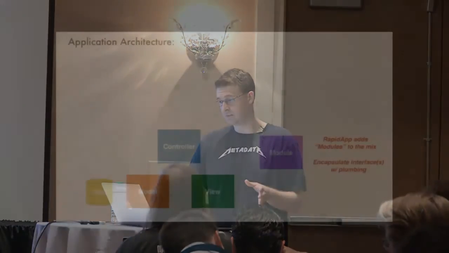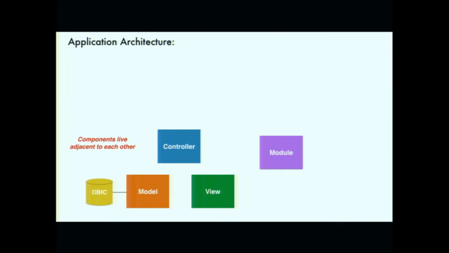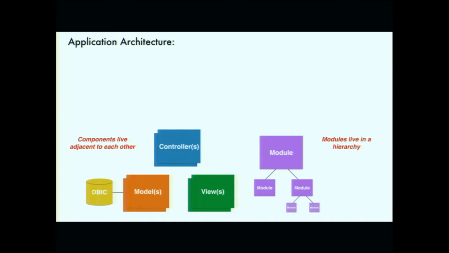Structurally, there is an important difference to mention: while component classes live adjacent to each other within the application, and this is not about URL dispatch, but just where the classes live, you have multiple models, views, and controllers that all live side by side. Modules in RapidApp live in a hierarchy structure relative to one another to do this encapsulation. So there's one root module, and that root module is a controller. And in fact, that is what this whole structure looks like to the Catalyst application. It's just another controller, and it encapsulates this whole complex logic.